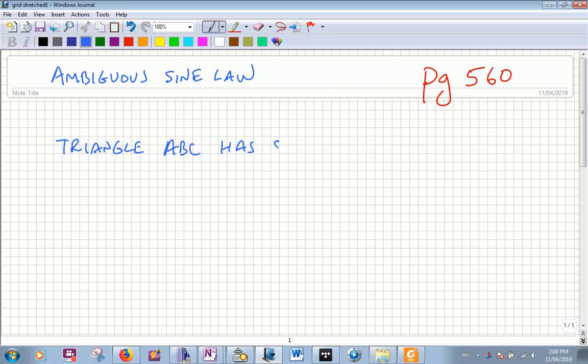Triangle ABC has sides. Just write it like old school. A is 11, B is 21, and C is 13.